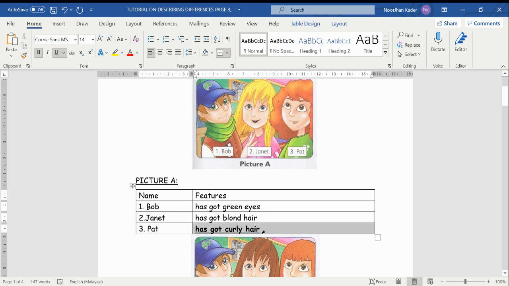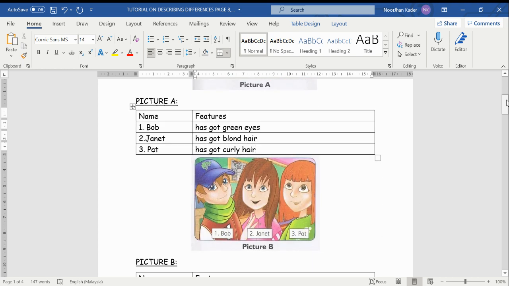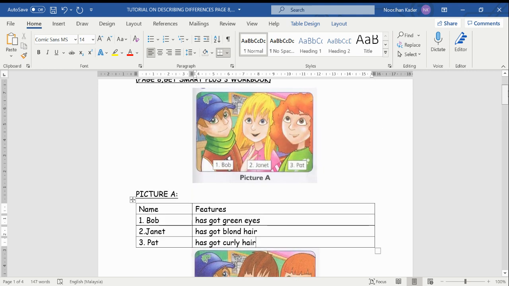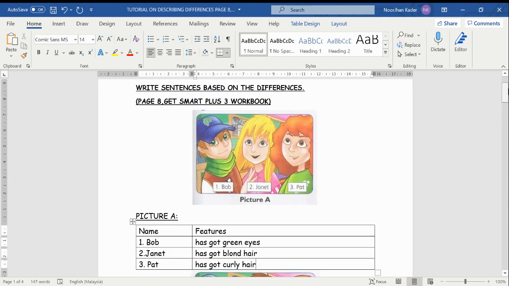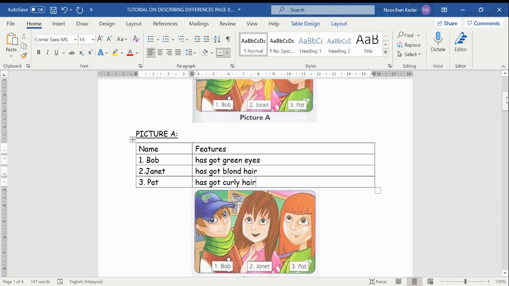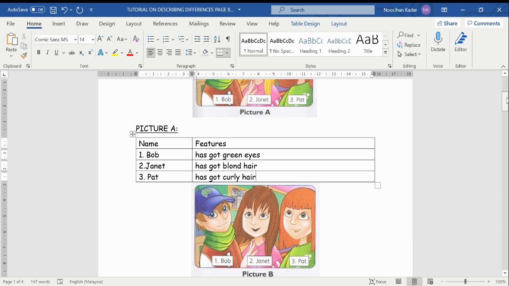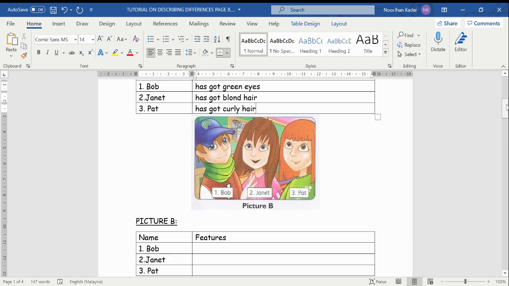These are the features that the three people have in picture A. Let's go through it again. Bob has got green eyes, Janet has got blonde hair, and Pat has got curly hair. Let's move on to the second picture now. You see there are two pictures for us to compare. After comparing the two pictures, you will see the contrast. Then you can differentiate, and only then can you describe the differences.